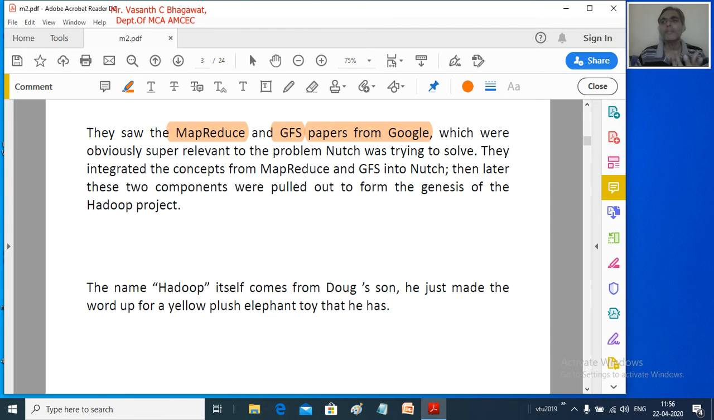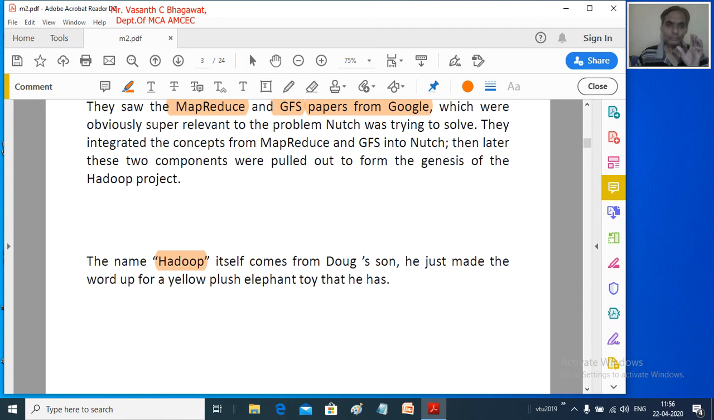When we look at the name Hadoop, is there any abbreviation for Hadoop? No, we don't have any such abbreviation. Actually, Doug Cutting's son was very fond of a very small toy elephant, not a big elephant, just a toy. He was always playing with it, and the name of that toy was Hadoop. So he gave the entire project the name Hadoop.